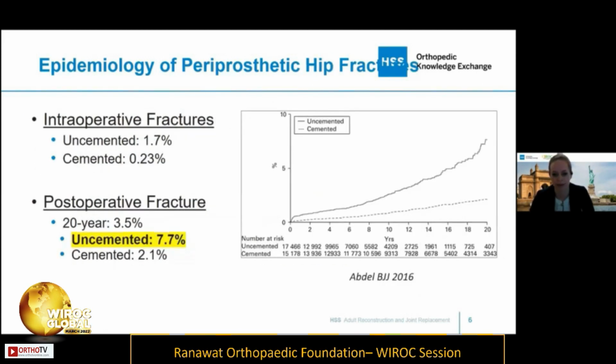This is out of the Mayo database, and this is a 20-year longitudinal study. And what I want to point out with this slide here is that in their data, if you had an uncemented stem over a 20-year period, you have nearly an 8% risk of having a fracture at some point along that way. And the risk goes way down with cemented stems. And this is borne out in not just the Mayo data, but in the UK data, the Nordic data, the New Zealand data. So it's very clear that cementing a stem protects you against intraoperative and perioperative femur fractures around a hip replacement.